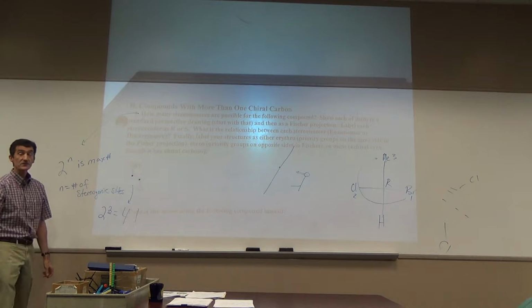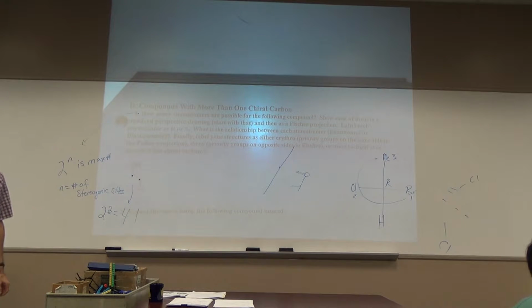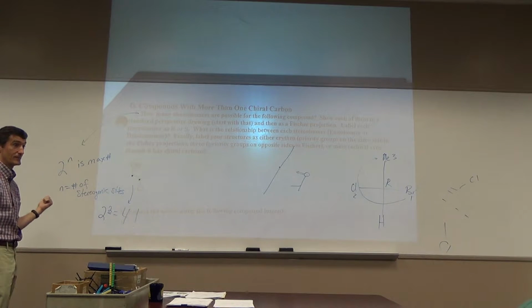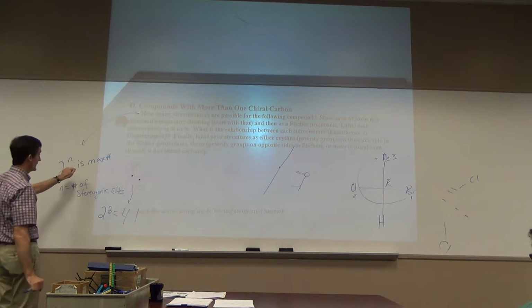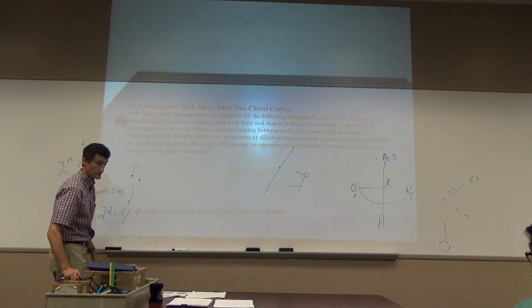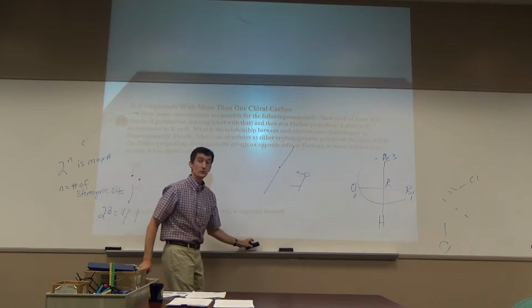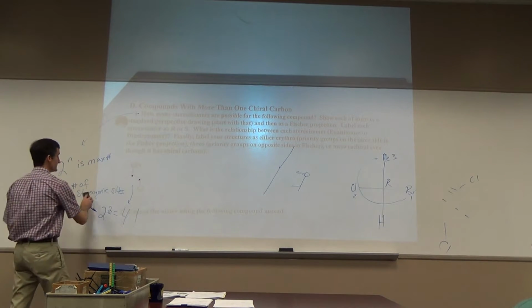Two to the n is the maximum number. There will be cases where it will be less than that. We'll have to figure out when it may be less. But it can't be more. So 4. All right, we'll draw them all. Draw all 4 of them.